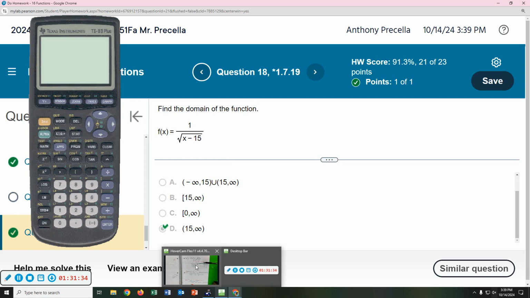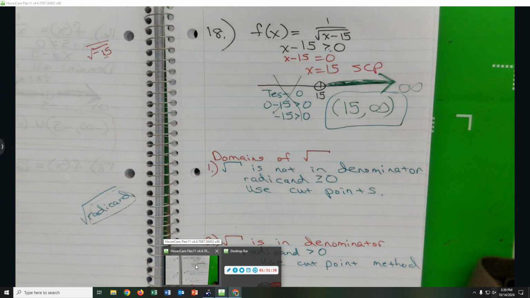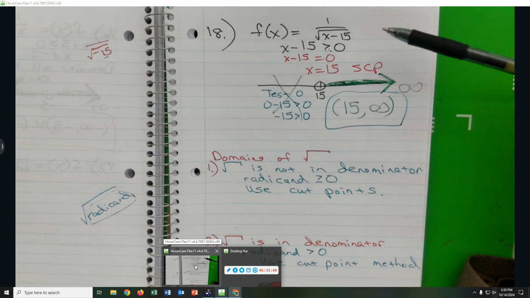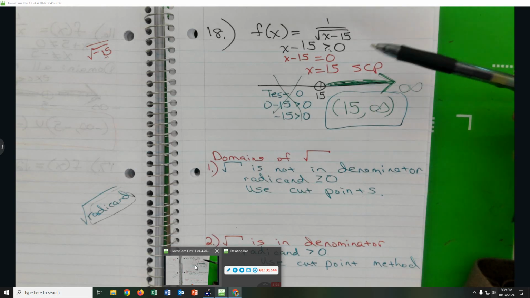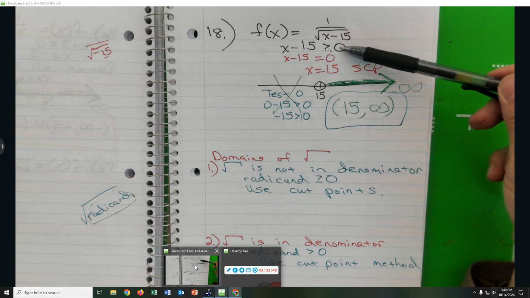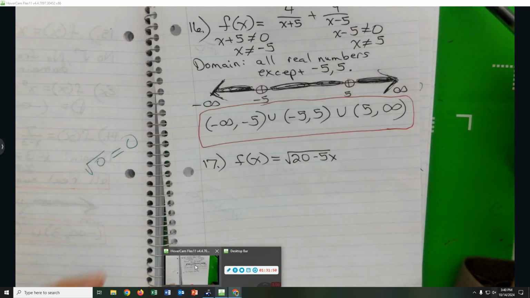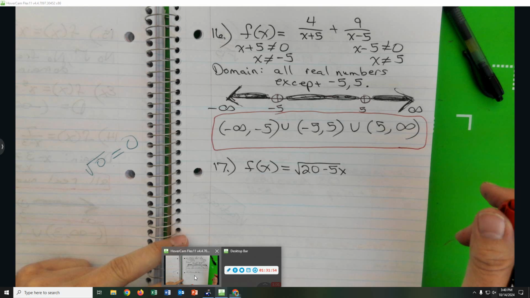I messed up. But I'm just trying to make it as similar to the others as possible when there's a square root and a not in the denominator. If the square root's in the denominator, you set the thing under the radical greater than 0. I put it as an SCP, so it's easier to compare.